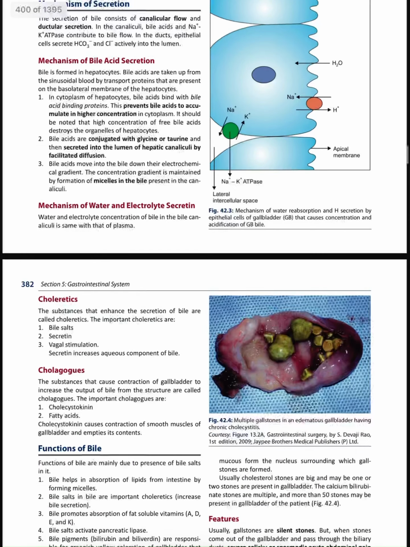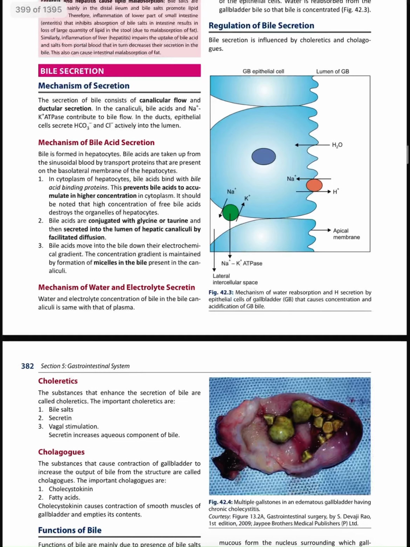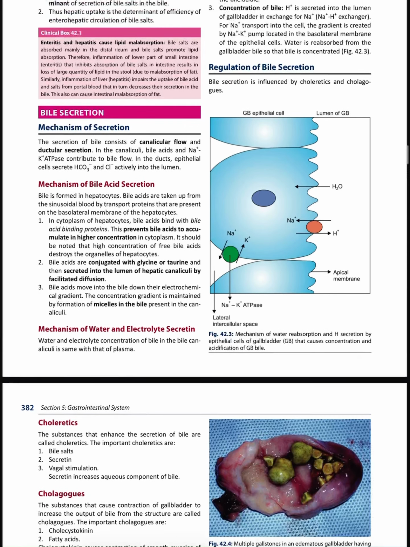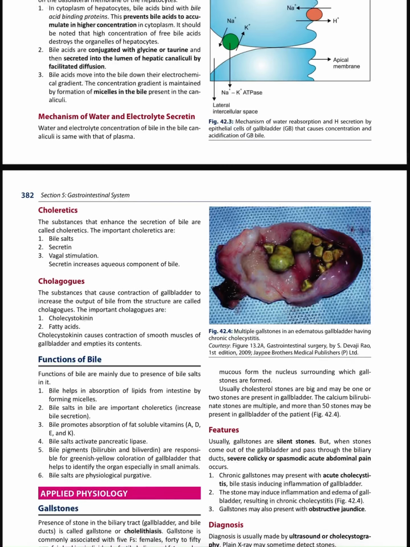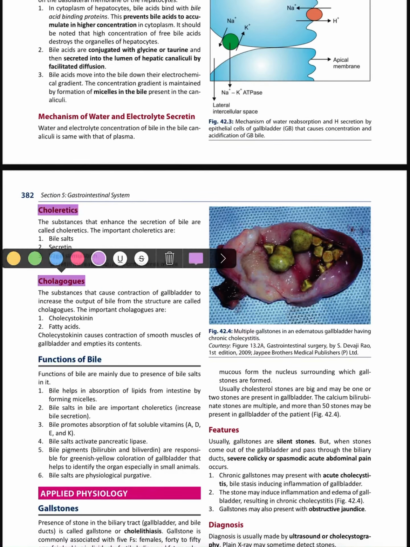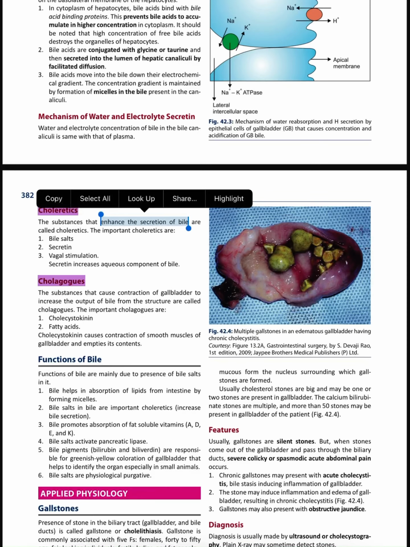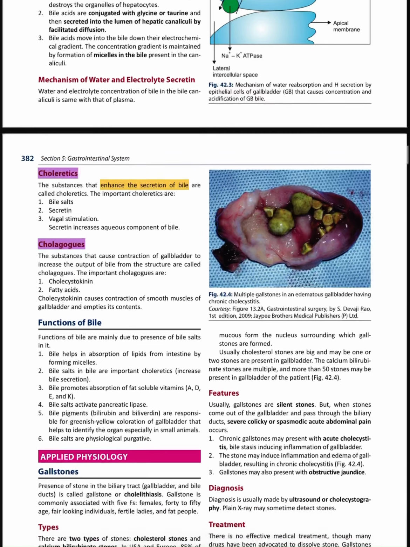Regulation of bile secretion. Bile secretion is influenced by choleretics and cholagogues. Choleretics, these are mostly asked in university and viva also. The substances that enhance secretion of bile are called choleretics. The important choleretics are bile salt, secretin and vagal stimulation. Secretin increases the aqueous component of bile.